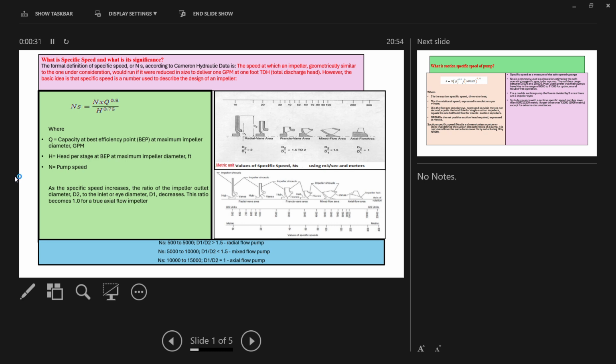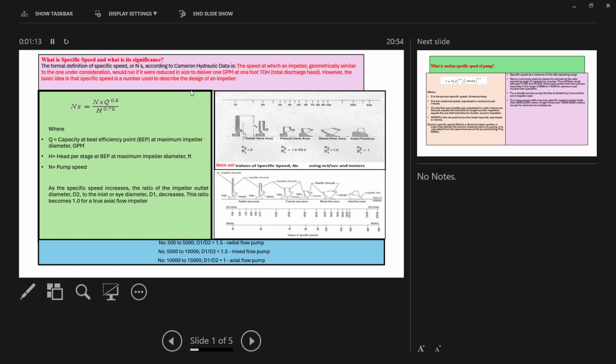Friends, today we are going to discuss a very important parameter of a pump that is called the specific speed and its significance. Specific speed means the speed at which an impeller geometrically similar to the one under consideration would run if it were reduced in size such that it delivers 1 gallon per minute at 1 foot TDH, meaning total discharge head.